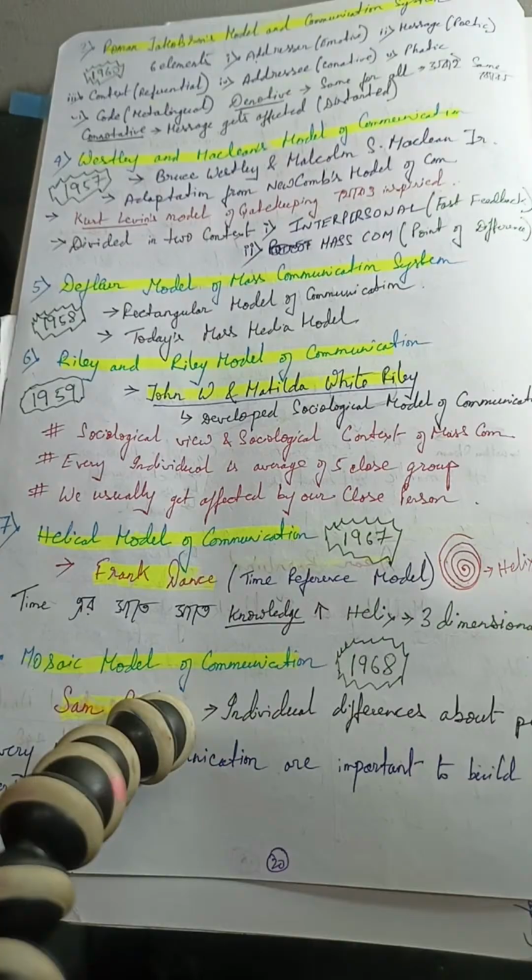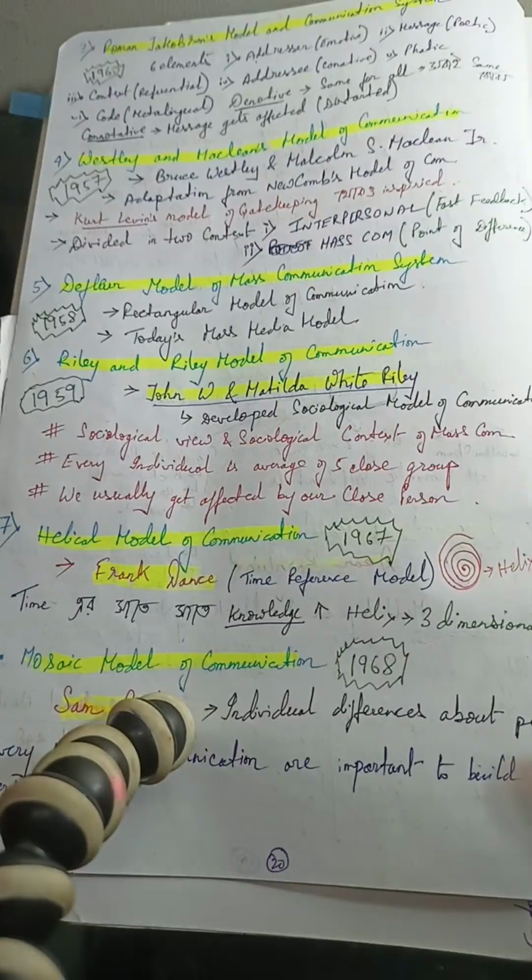Every individual is the average of 5 close group. Your personality is the average of 5 close people whom you are meeting, whom you are sharing your thoughts and emotions with on a daily basis. So this research work states that the Riley and Riley model of communication, John W. and Matilda White Riley, is a sociological view, a context of mass communication where every individual is considered as the average of 5 close group.